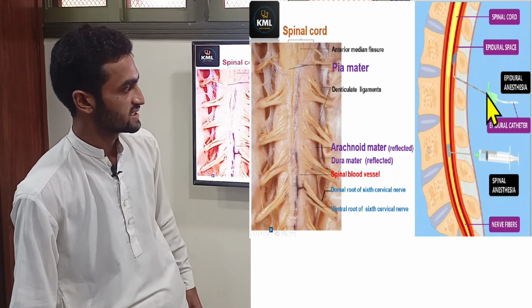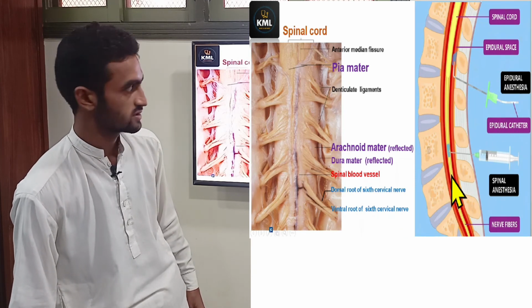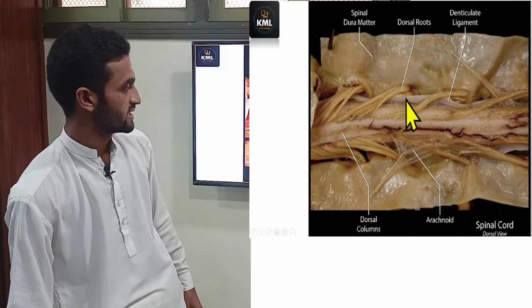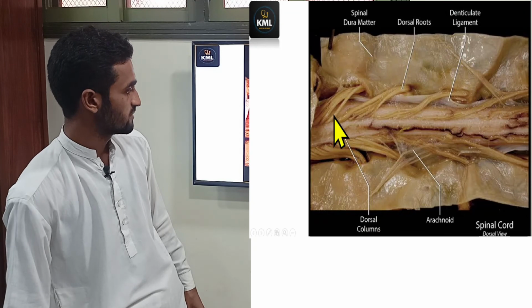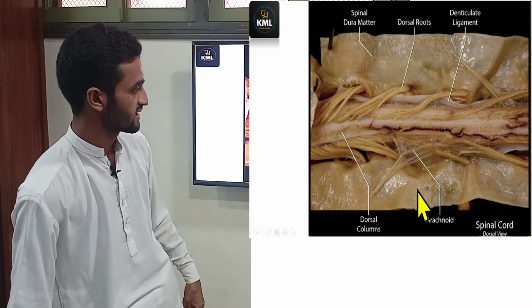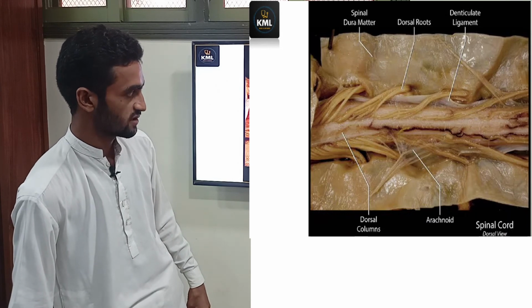So these are epidural anesthesia and spinal anesthesia, you can see here. Spinal dura mater, dorsal root, denticulate ligament, dorsal column of the white matter, and the arachnoid and the spinal cord.